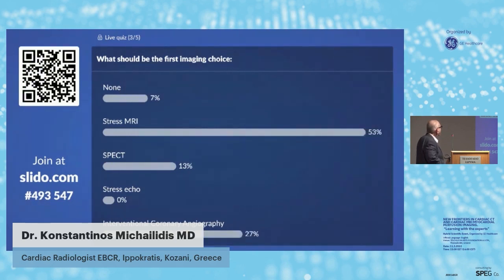Correct one. The answer is the fifth, interventional coronary angiography. That means that for CAD-RADS 5, the suggestion is that you perform interventional coronary angiography and/or viability assessment. Of course, stress echo would be an option to perform viability. Of course, MRI is an option too, but if we take it as a stress test to check for ischemia, it's not useful in this case.